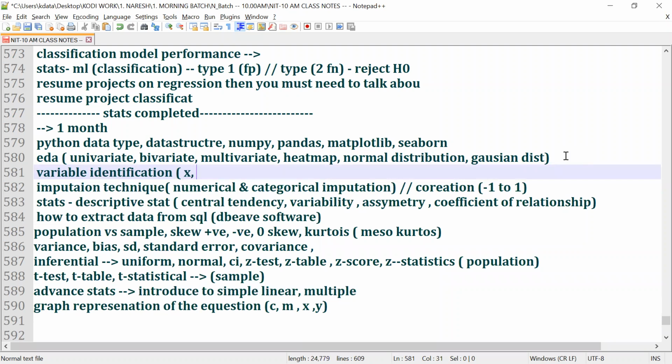Because of X and Y, if Y is continuous, then regressions. If Y is binary, then, guys, everybody is with me or not? Yeah, online team. Are you guys clear or not?